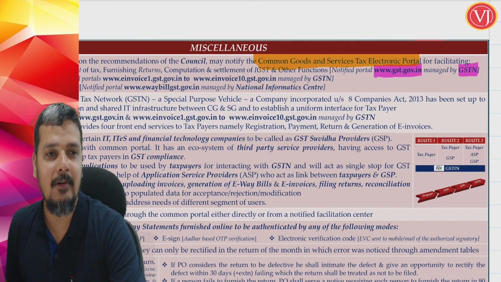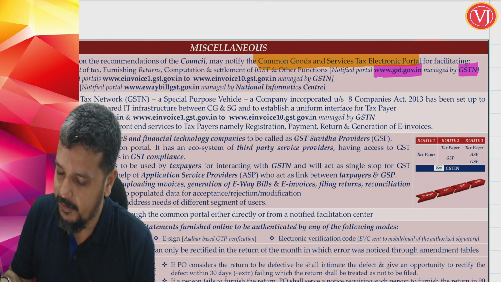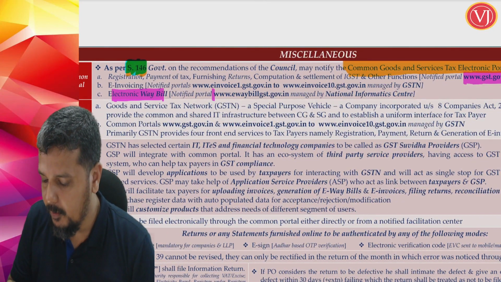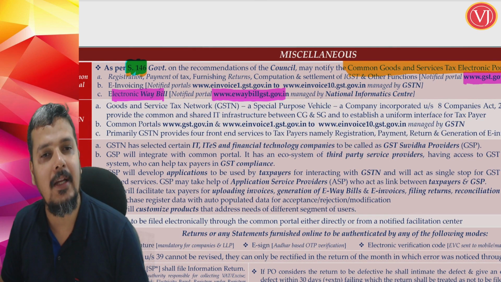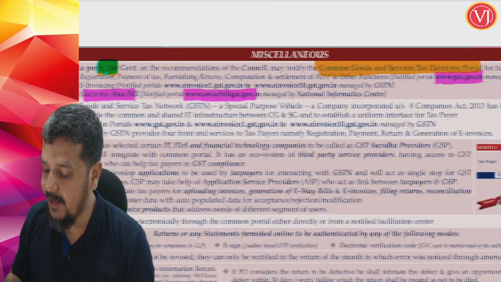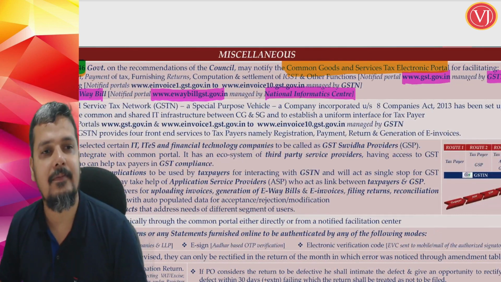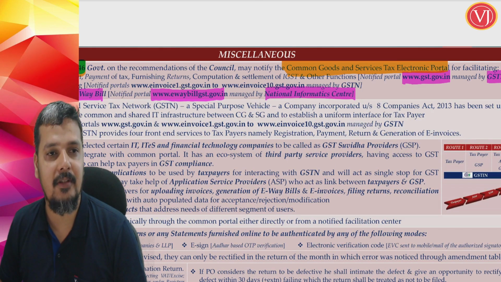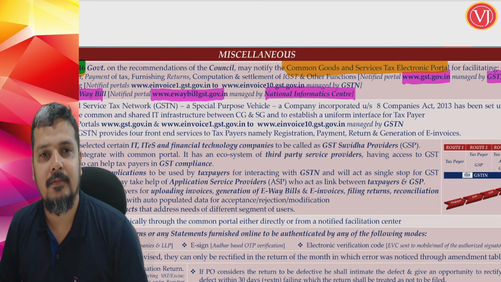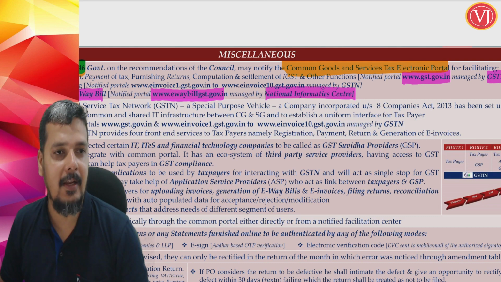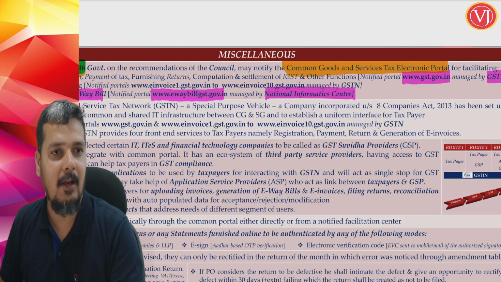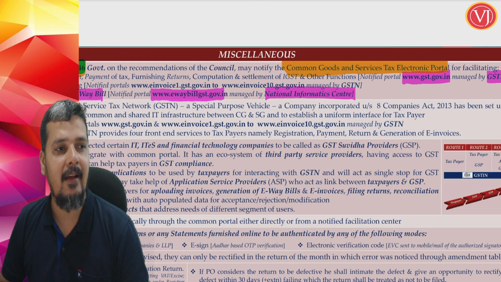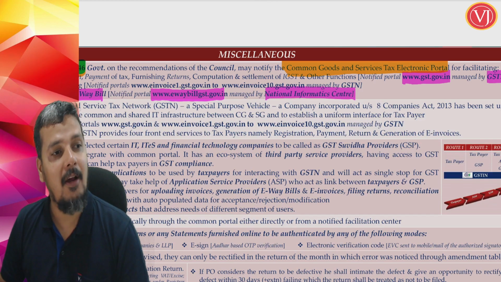So welcome to the second portal which they brought, which was the e-way bill portal, www.ewaybillgst.gov.in. But this time this portal was managed by the National Informatics Centre, which is under the Ministry of Communication and Information Technology, Government of India. It is a particular department of the government. GST Network is a company, whereas the National Informatics Centre is a department of the government.